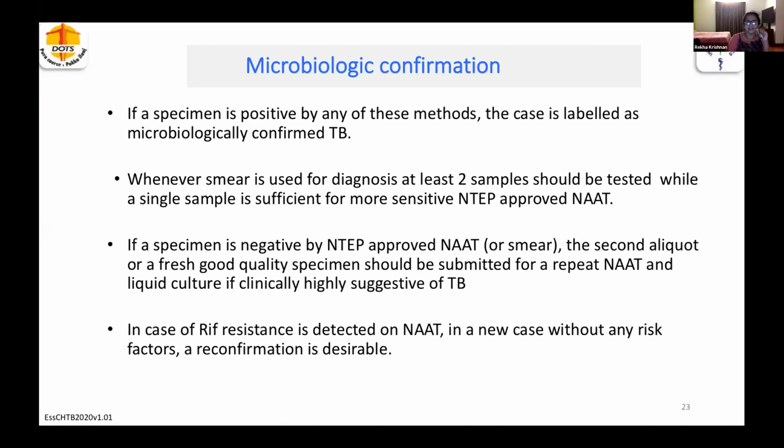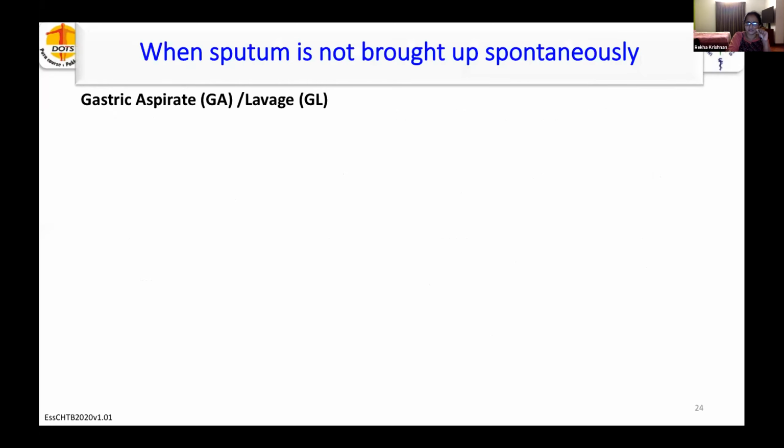And in case rifampicin resistance is detected on NAT in a new case without any risk factors, a reconfirmation is desirable. That means if we are getting rifampicin resistance in a patient where we are not expecting resistance, in a new case, then we have to do a repeat NAT for reconfirmation also.